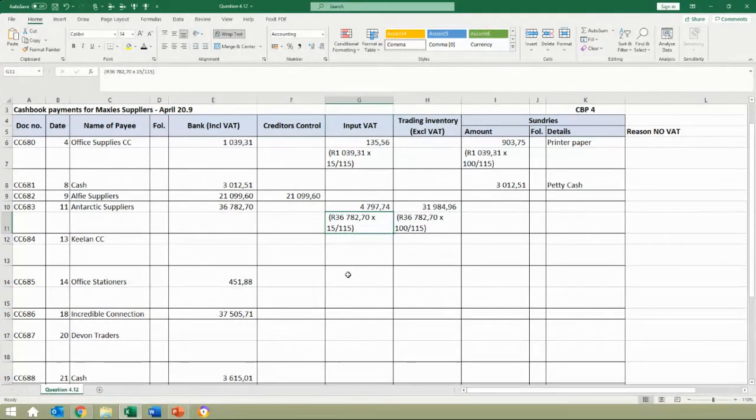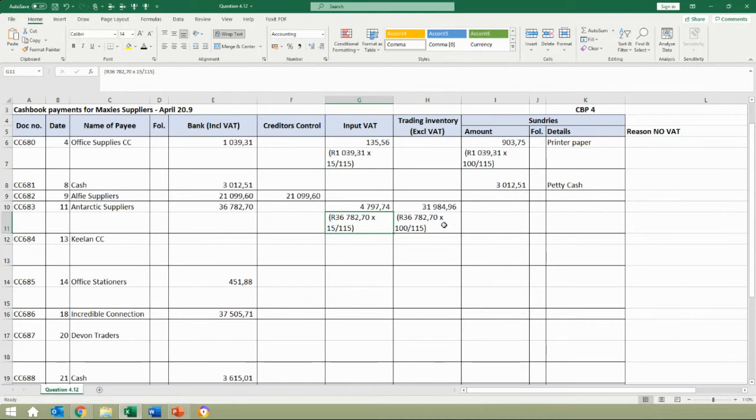Now, if it was the periodic system, this column here would have changed to purchases instead of trading inventory, and that would be the main difference. So that's just something to note. When we get to learning unit 6, we're going to focus more on your periodic inventory systems. For now, we're just focusing on the perpetual one so that you get the hang of it.